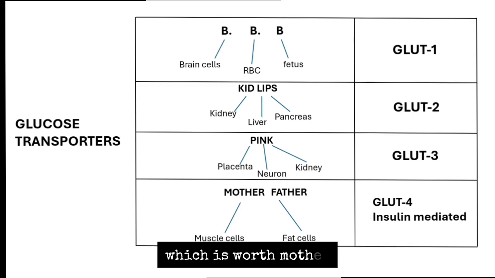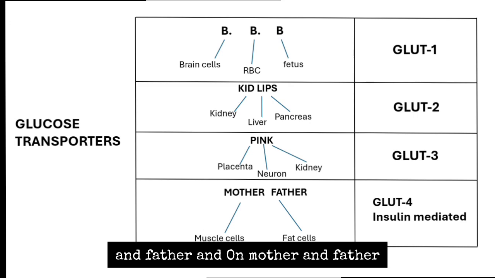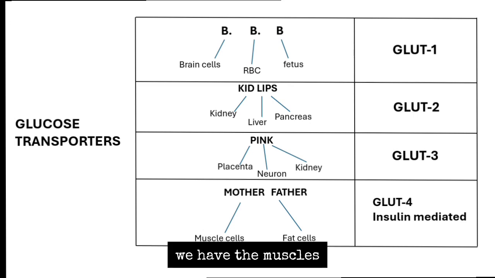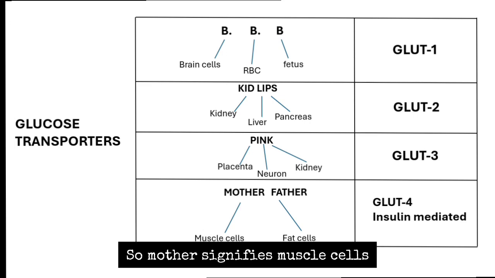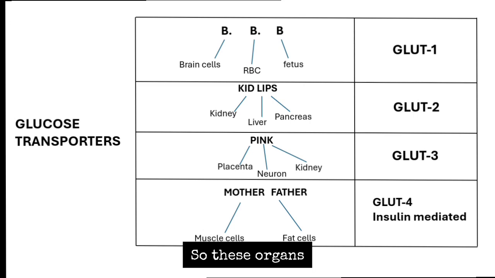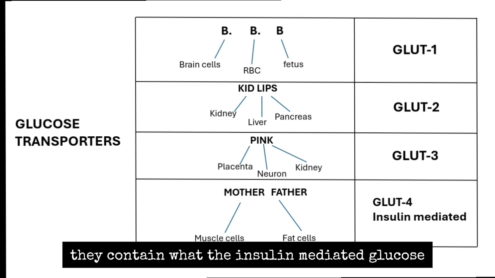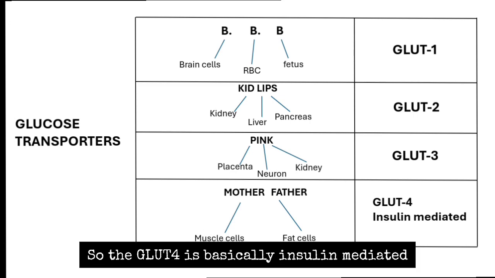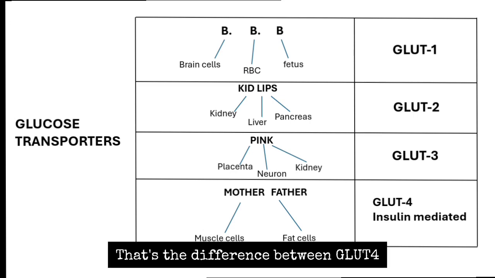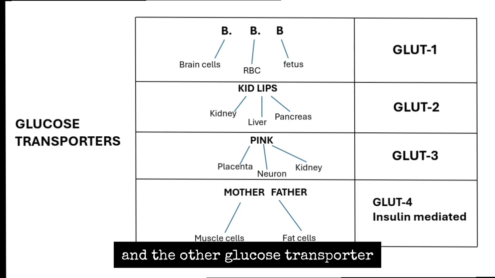Now we have the last one, which is Mother and Father. In Mother and Father, we have the muscles and the fat cells. Mother signifies muscle cells and Father signifies fat cells. So these organs contain the insulin-mediated glucose transporter 4. GLUT4 is basically insulin-mediated. That's the difference between GLUT4 and the other glucose transporters.